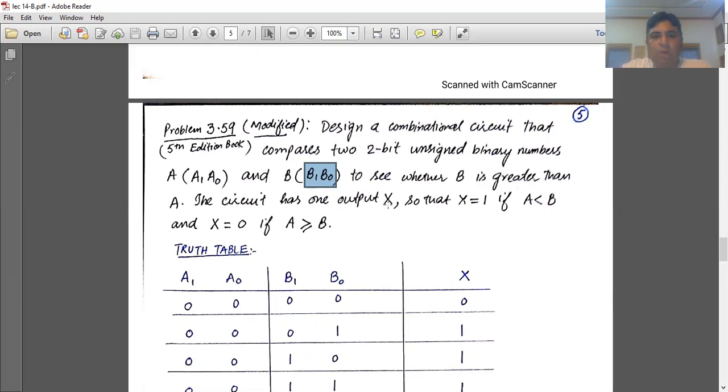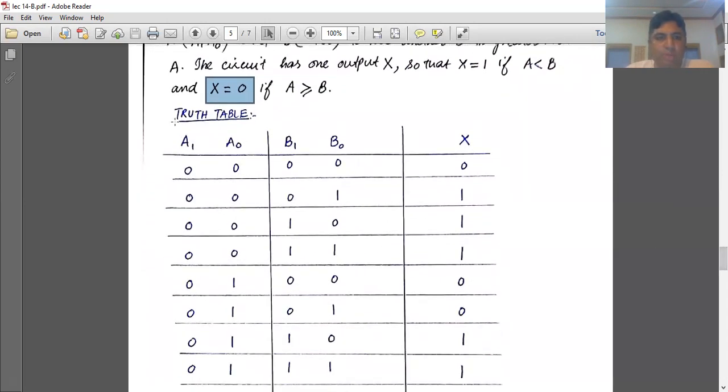The circuit has one output X, so that X is equal to 1 when A is less than B, or B is greater than A. So when B is greater than A, the output X is equal to 1, and when A is greater than or equal to B, then X is equal to 0. So first, we will make the truth table.